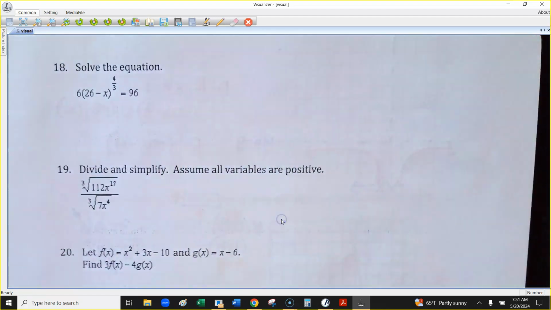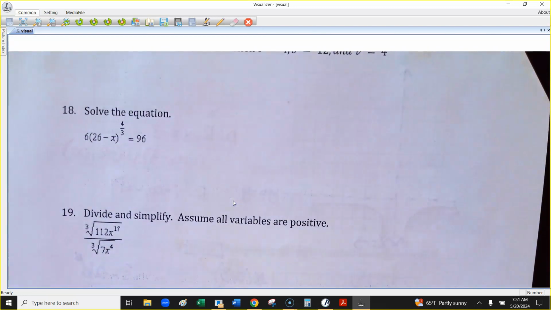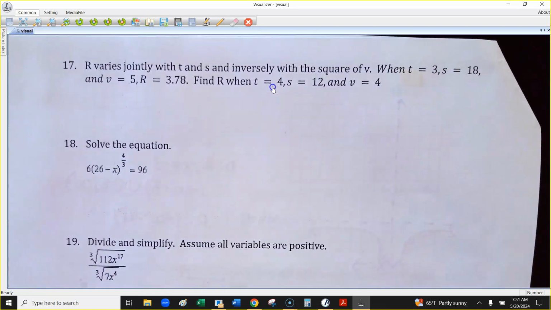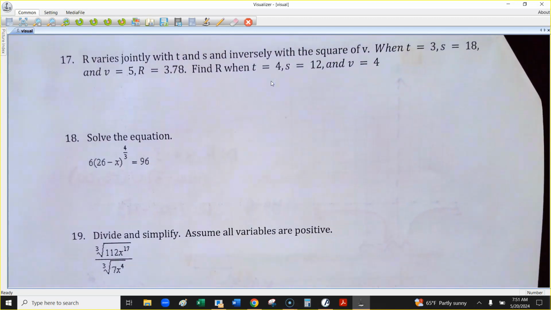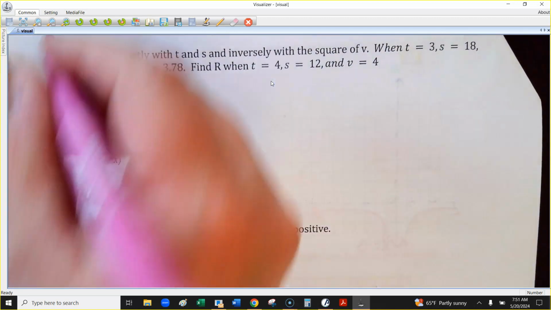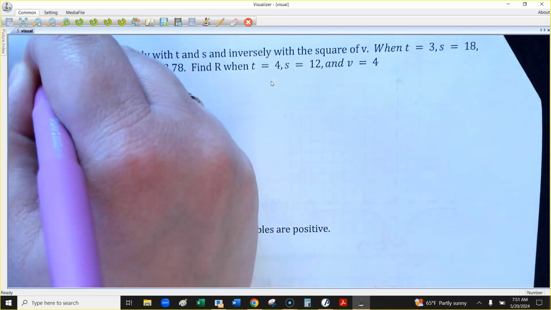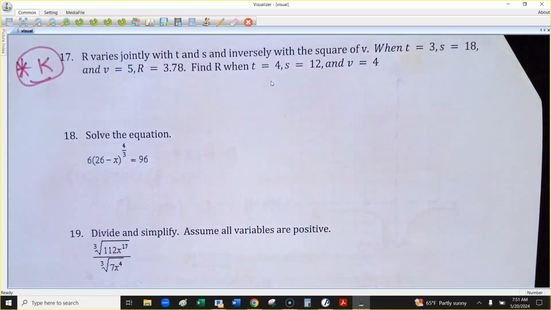Okay, let me see what we have next. Oh, we haven't done these in a minute. This is also from the rationals unit. Maybe get on the screen here. All right, so I'm going to write an equation. What you have to remember on these, don't forget to put a constant of variation. We're going to put a k value.